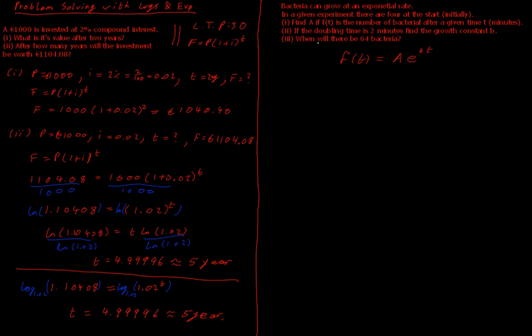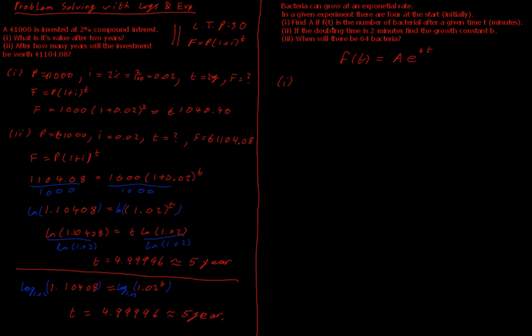Hello. Continuing on, we have bacteria can grow at an exponential rate under certain circumstances. In a given experiment, there are 4 at the start, or they might also say initially in an exam style question. So there are 4 bacteria at the start or initially. Now, part 1.